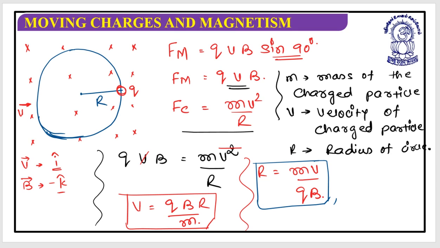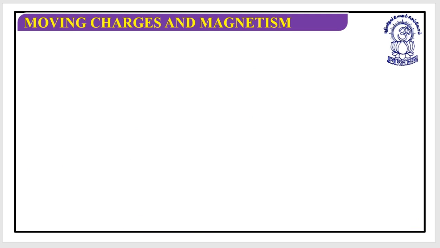Next, momentum. Since r is equal to m into v, and m into v is the momentum, this is p divided by qB, and from this p is equal to qBr. Look at this, this is the momentum. P is equal to qBr. Is it clear? Great.